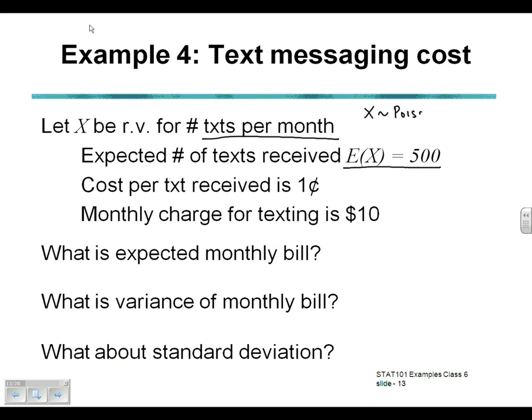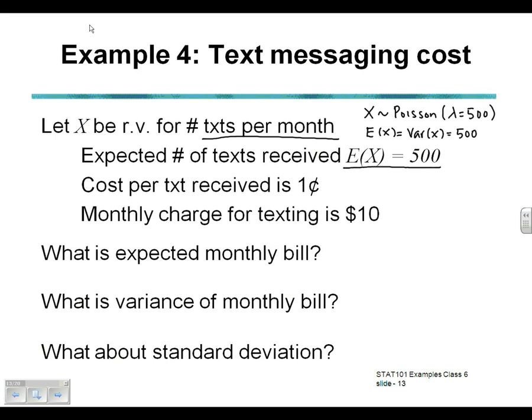X is a Poisson random variable, and recall that the rate lambda is the same as the expected value for X, and that means that we have lambda equals 500. And because for a Poisson variable the expected value is the same as the variance, we also have here that the variance of X is equal to 500 as well.